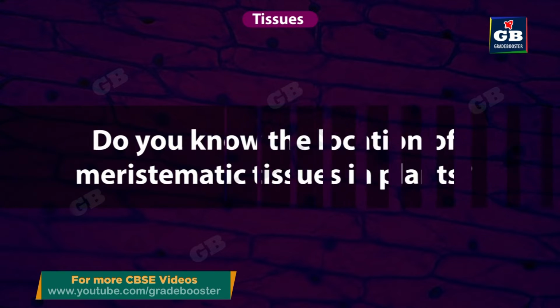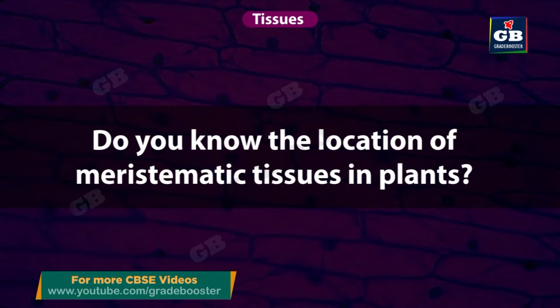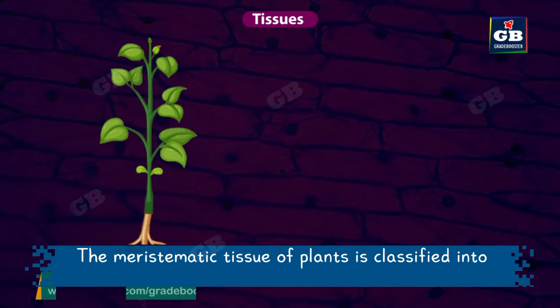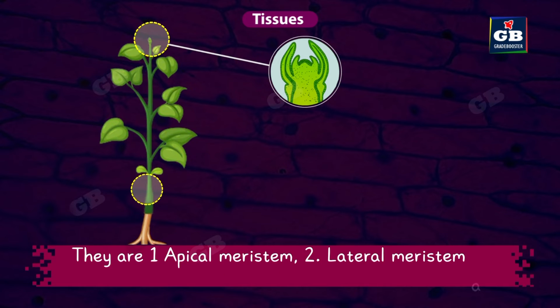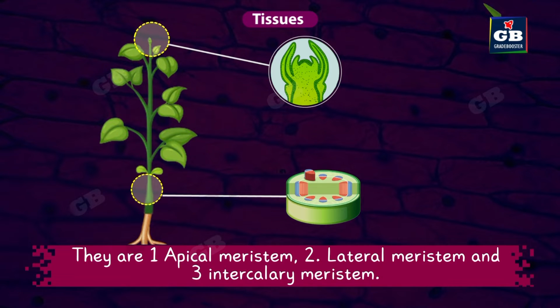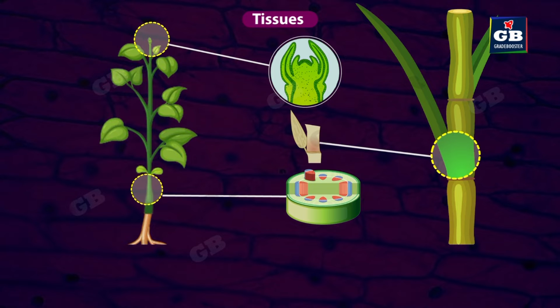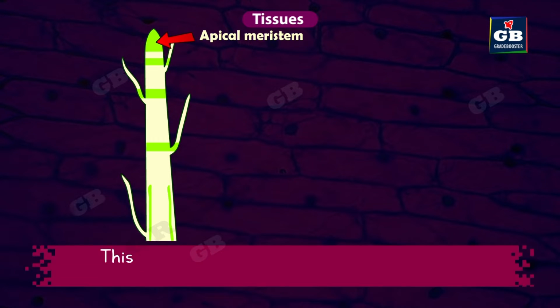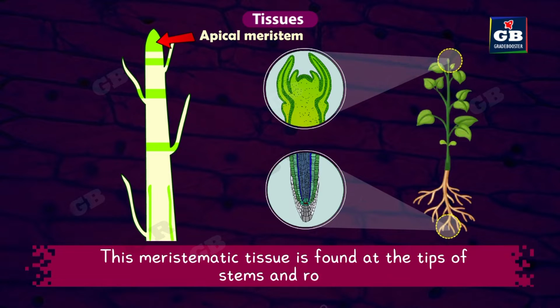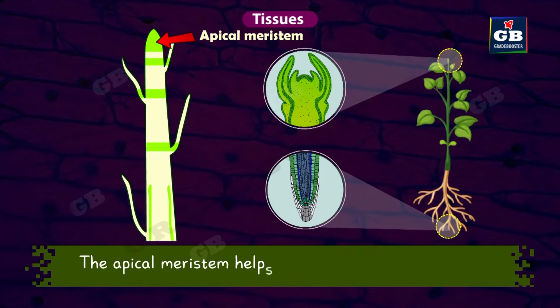Do you know the different types of meristematic tissue in plants? The meristematic tissue of plants is classified into three types depending upon its location. They are 1. Apical meristem, 2. Lateral meristem, and 3. Intercalary meristem. Apical meristem. This meristematic tissue is found at the tips of stems and roots. The apical meristem helps stems and roots grow longer.